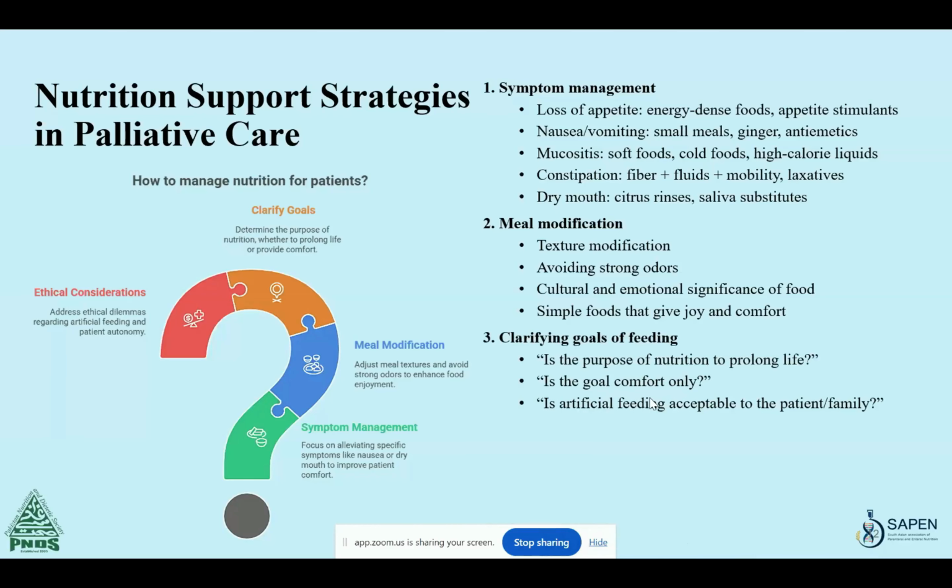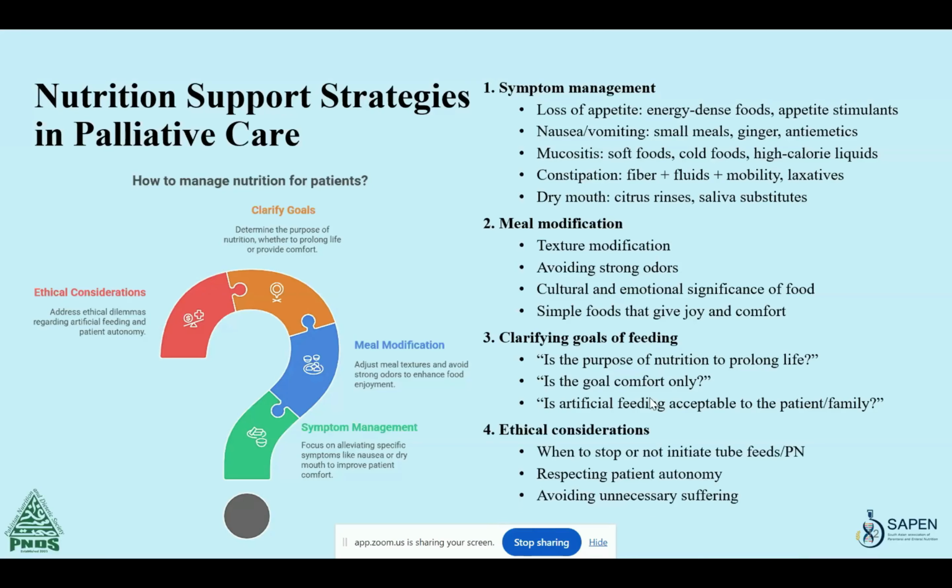And we have to be very clear on the goals of our feeding. The feeding is not only for the sake of feeding, for the sake of completing calories or protein target achievement. No, we need to ask three questions of ourselves first. The first one: is the purpose of nutrition to prolong life? Is the goal comfort only? Or is artificial feeding acceptable to the family? If the answer is yes, then we should go with the management accordingly.